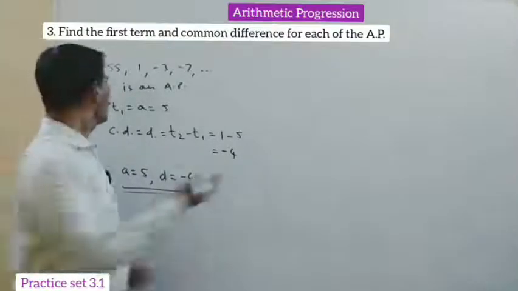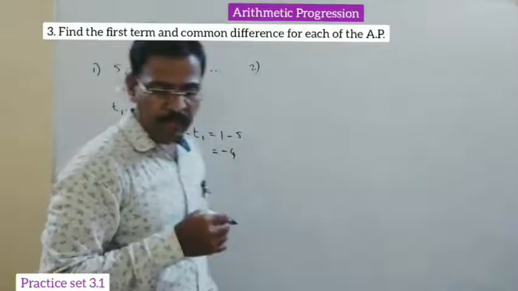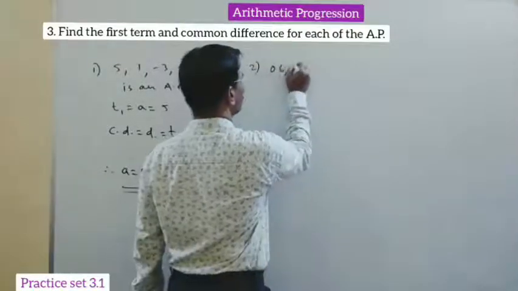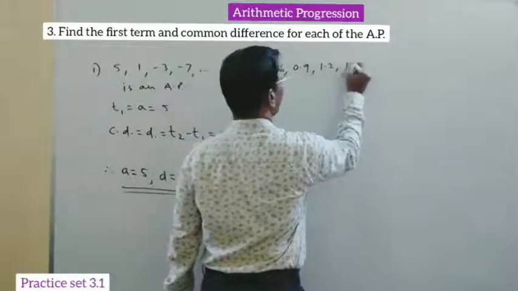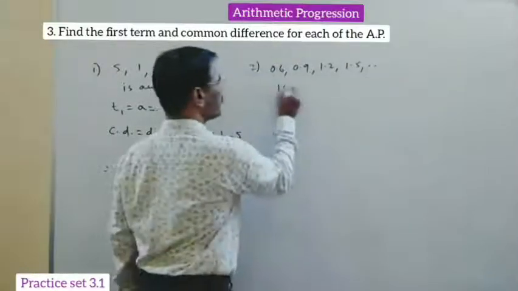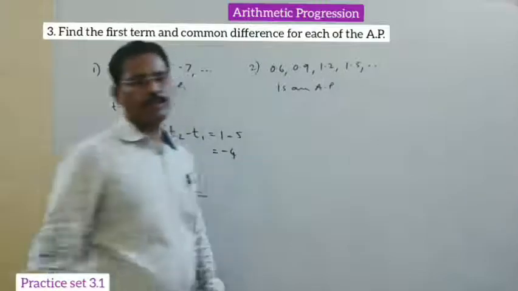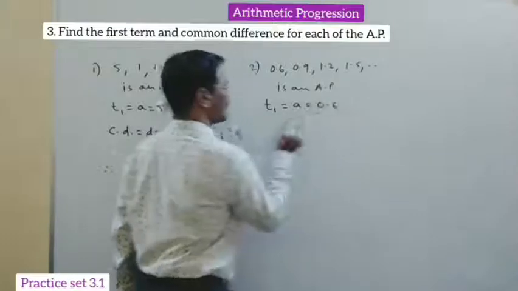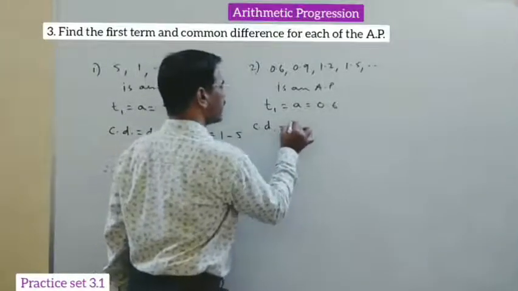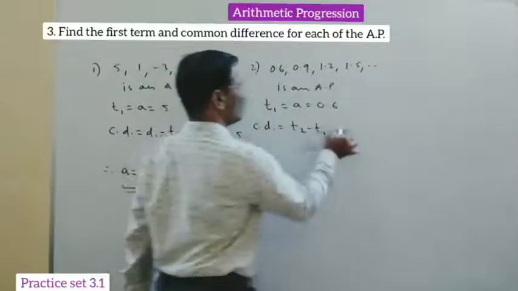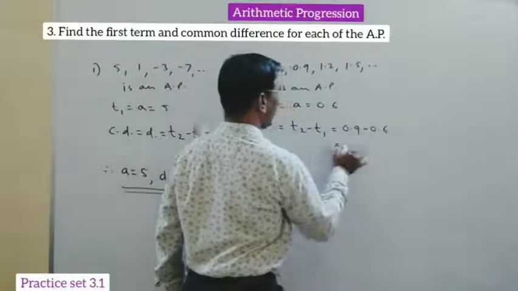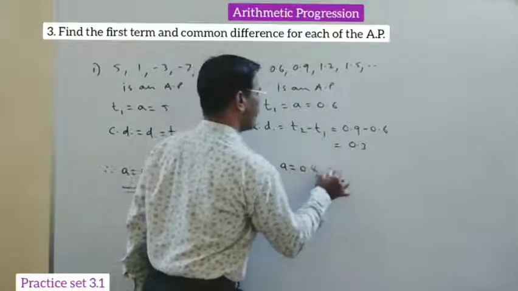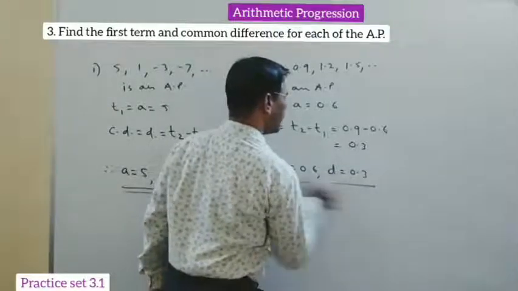Yes, that is enough. Okay, we'll take the second one. What is the second one? Here it is 0.6, 0.9, 1.2, 1.5. It is an arithmetic progression. Here also, the first term A is 0.6. And what about the common difference? You can take T2 minus T1, that is 0.9 minus 0.6. How much? That is 0.3. Therefore, first term A is 0.6 and common difference D is 0.3.